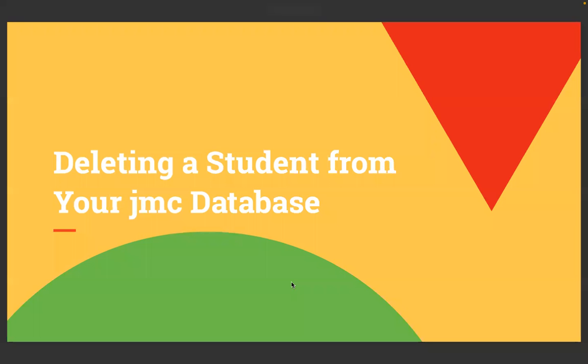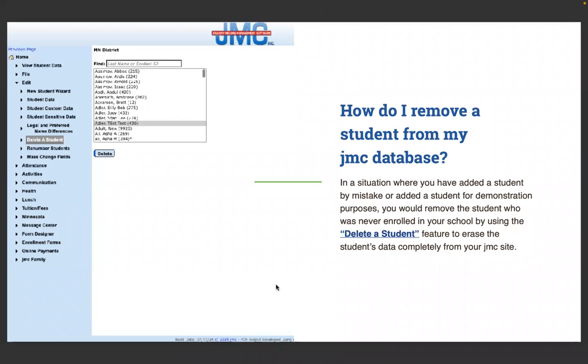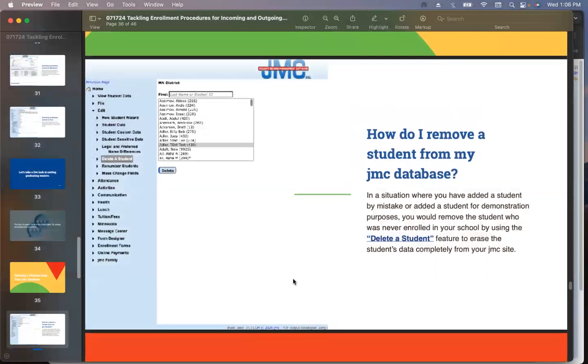So we'll get to the last one, which is deleting a student from your JMC database. And then we'll be done with all the different options that you have. So we don't typically recommend deleting students from your JMC database, just so you know. The only reason I really recommend doing it is if you accidentally entered a student twice, you delete out the duplicate. Or if you put a student in over the summer and they never show up on the first day of school and you don't think they're ever going to come, you could delete them there if you want to as well.